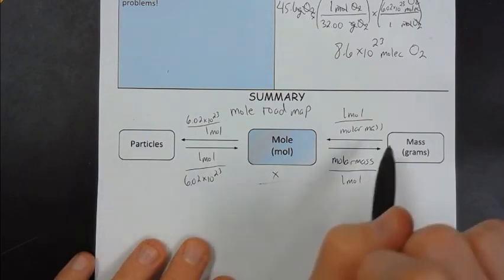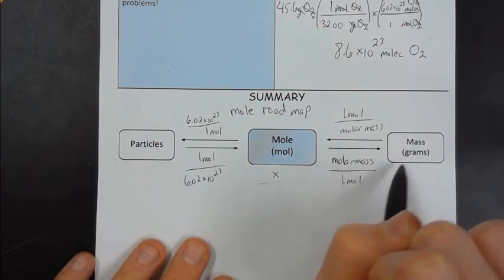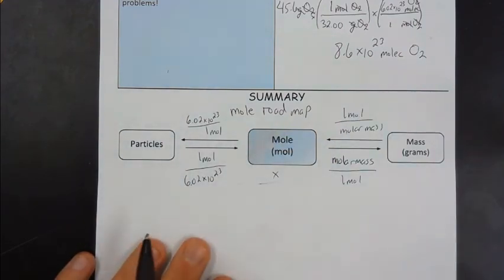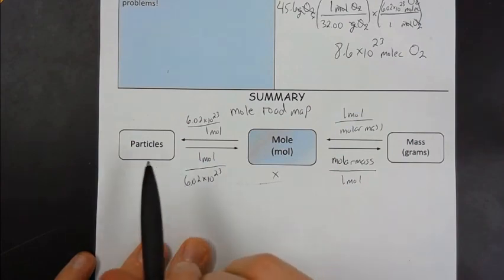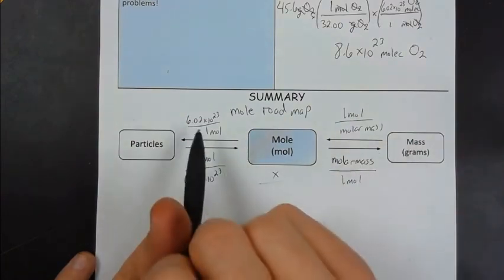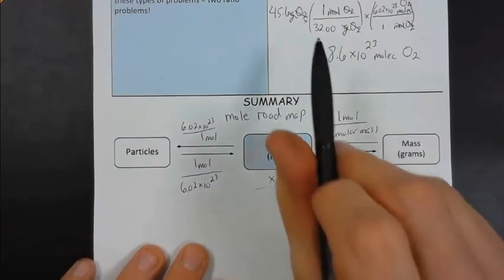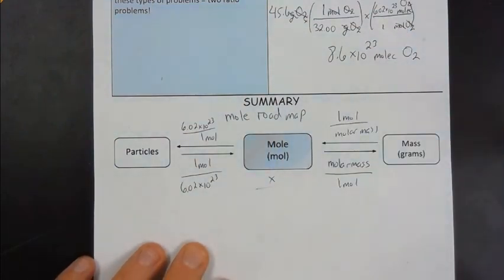Okay, so it'll help you kind of visualize. If you start with grams and you're asked to go to moles, it's a one-step conversion problem. But if you're given particles and you have to go to grams, it requires 2 steps, 2 conversion factors to get that problem done.